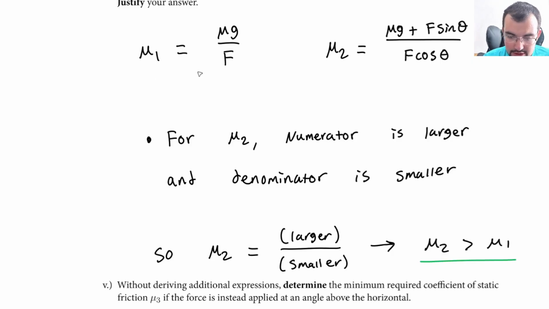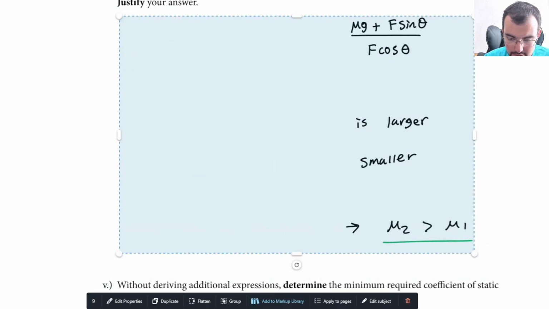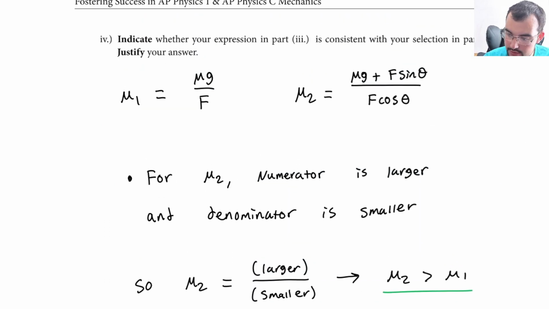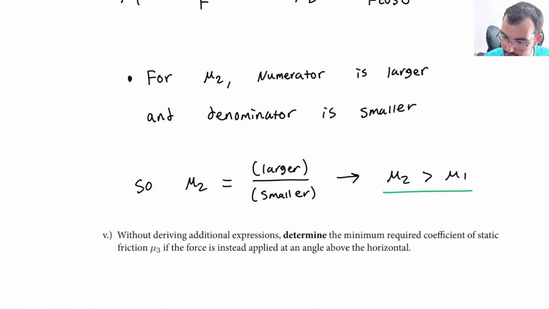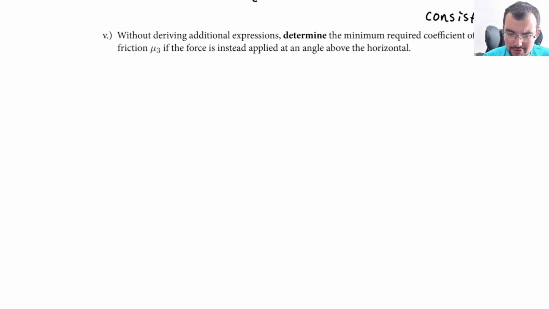Do I really have to say consistent? I should. It's good practice. You do get marked down if you don't say consistent. The check mark should really do it, honestly. So, consistent. Yay. Without deriving anything additional. We love that. We love to not have to derive anything else after this mess.